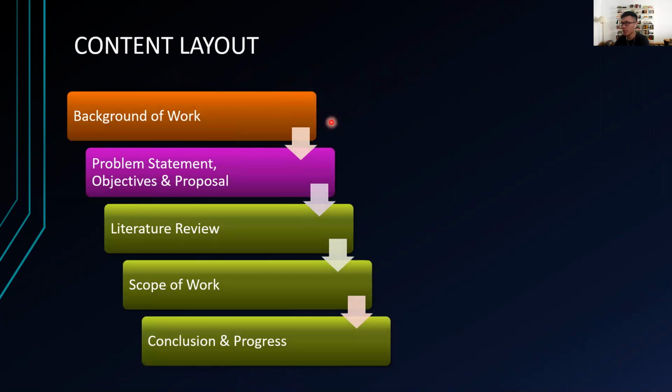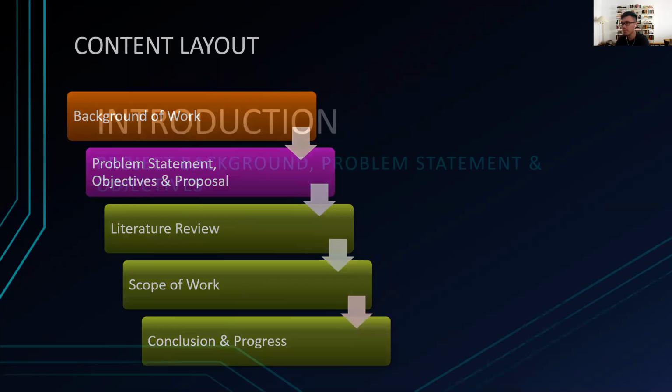Here's the flow of my presentation today. I will first briefly introduce the background of this work, and then state the problem statement, objectives, as well as my proposed strategies. Following that, I'll go through my findings to support my proposal, and then go through the scope of this work, and finally conclude my presentation by summarizing the content presented as well as updating my progress.